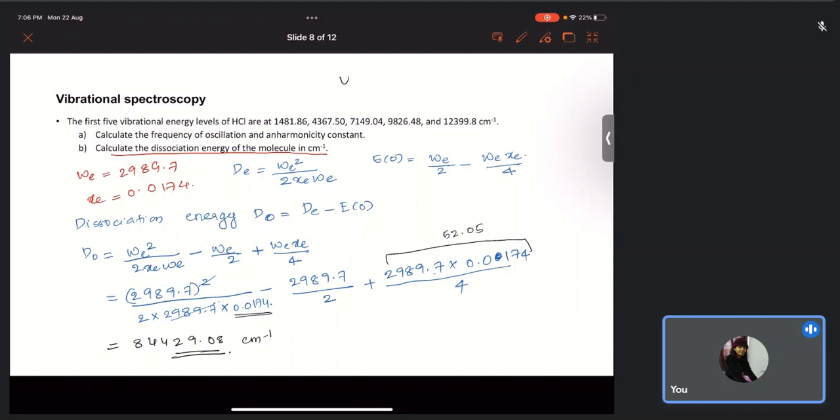Because your V max is going to be 1 by 2 xe minus 1 by 2, right? So that is going to be 1 divided by 2 into 0.0174, minus 1 by 2, so this is around 28. So we are looking at V equal to 0 versus V equal to 28, and this much energy gap is sort of expected in this particular case.